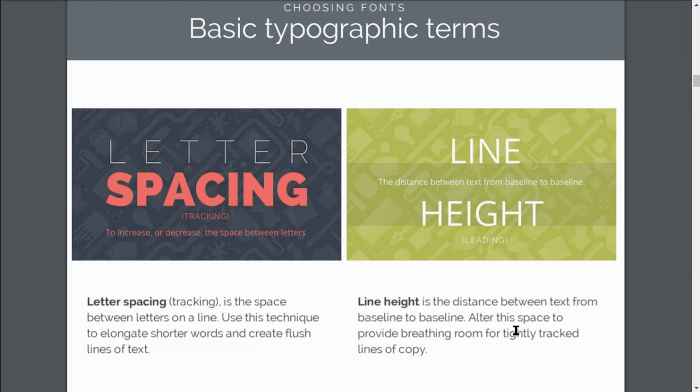Letter spacing is the space between letters on a line. Use this technique to fill empty space and elongate shorter words, creating flush lines between headings and subheadings. Line height is the distance between text from the baseline to the baseline. Altering this space can make your type more legible and provide breathing space for tightly tracked lines of text.